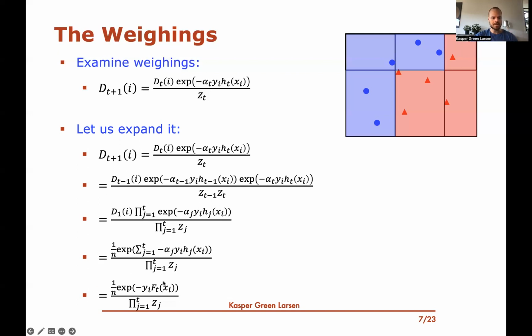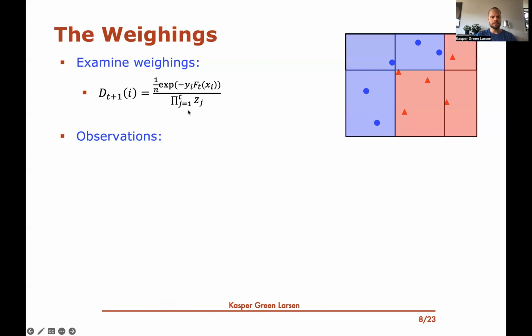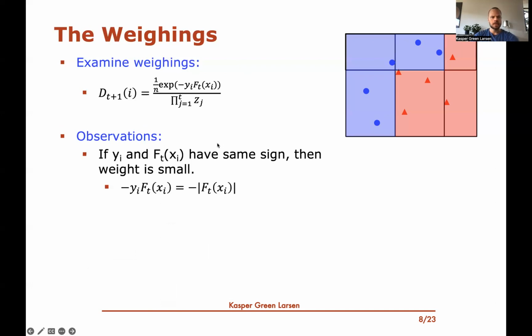So this whole expression simplifies to 1 over n times the exponential function applied to minus the label times the prediction that you would have made on xi in iteration t, just before you take the sign. And then you have this normalization term, still the product of these Z_j's. Okay, so I just moved it up here. So let's try to at least look at this to get some intuition on what this expression is telling us.